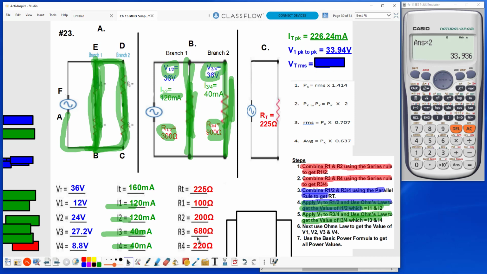Next, I'm asked for VT RMS. Well, all of these are already in RMS, so VT RMS would just be the 36 volts VT.